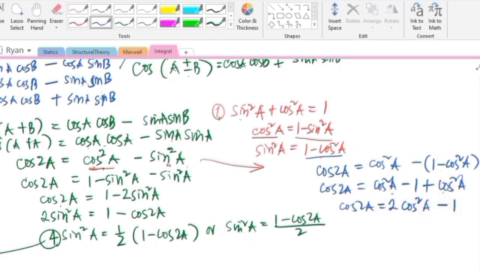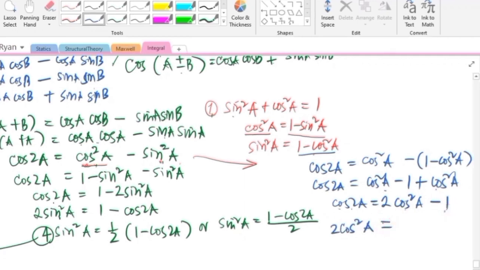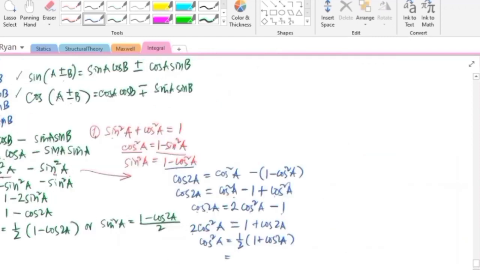So I'm going to express this in terms of cosine squared. So I have 2 cosine squared of A. Si 1 ililipat natin sa kabila, and I would have 1 plus cosine 2A. So para matanggal si 2, divide everything by 2. So I have cosine squared A is equal to 1/2 (1 plus cosine 2A). This can also be expressed as (1 plus cosine 2A) over 2. So, pareho lang to sila.